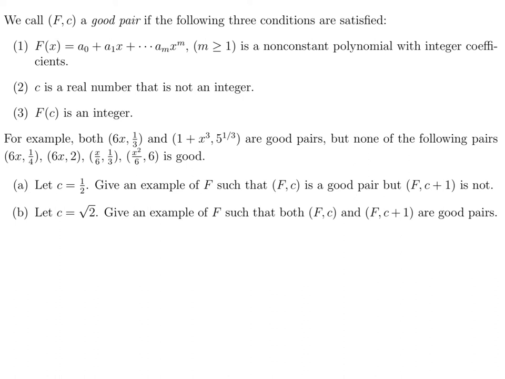We call (f, c) a good pair if the following three conditions are satisfied. f(x) = a0 + a1x + ... + amx^m, where m is greater than or equal to 1, is a non-constant polynomial with integer coefficients. c is a real number that is not an integer, and f(c) is an integer. For example, both (6x, 1/3) and (1 + x^3, 5^(1/3)) are good pairs, but none of the following pairs are good. Let c equal a half. Give an example of f such that (f, c) is a good pair, but (f, c + 1) is not. Okay, so first let's just try to explain what it is that they're talking about here.